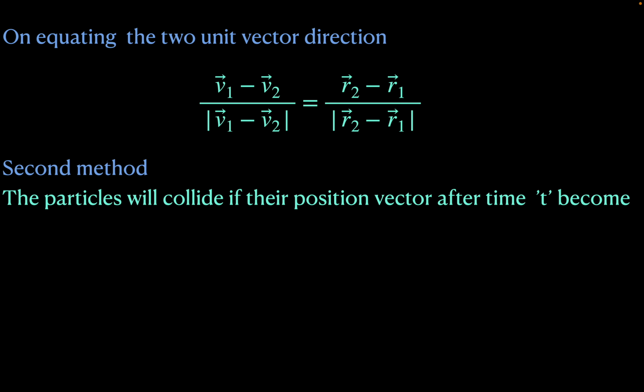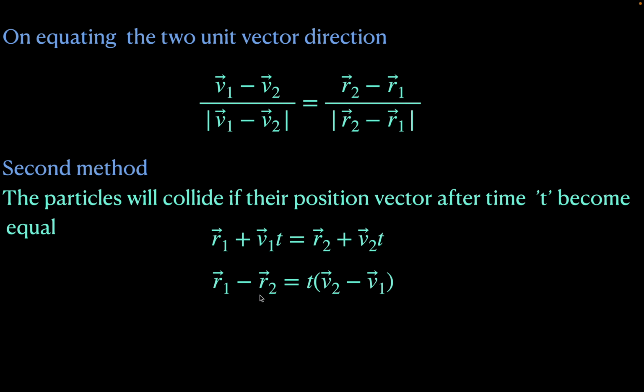The second method for solution: the particles will collide if their position vectors after time t become equal. So we can write the position vector of particle 1 after time t, that is vector r1 plus vector v1 t, equals the position vector of particle 2 after time t. So this will be vector r2 plus vector v2 t, and if we take vector r1 and r2 to the left hand side, we can write vector r1 minus vector r2 equals t times vector v2 minus vector v1.